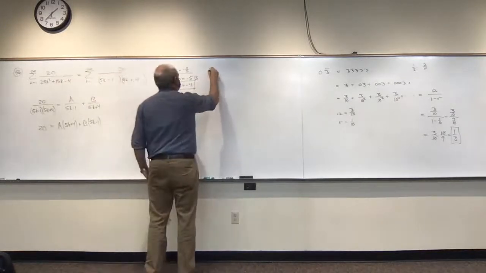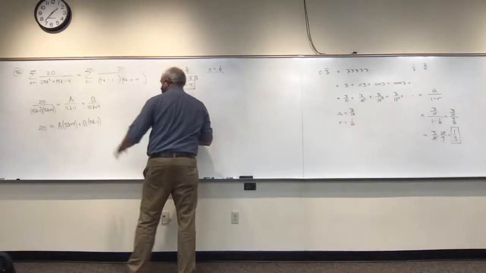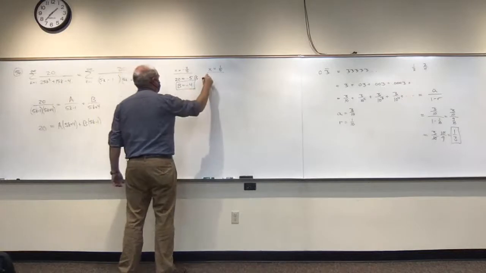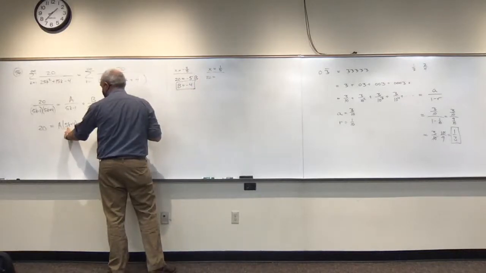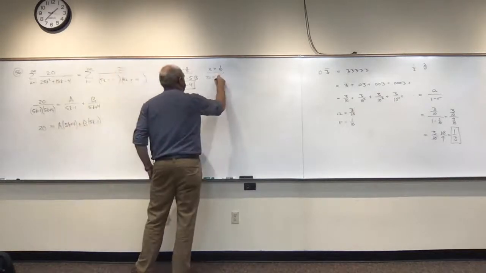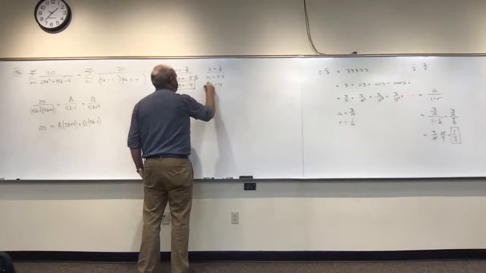Now let's use that x is equal to 1/5. If that's the case, that one goes away. And I get that 20 is equal to 1/5 of 5 is 1 plus 4 is 5a. So I get that a is positive 4.